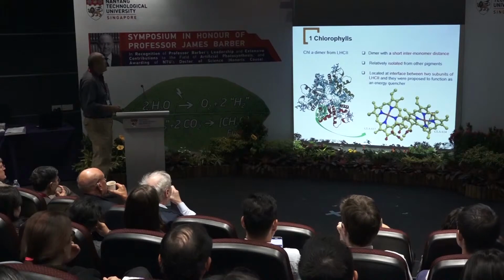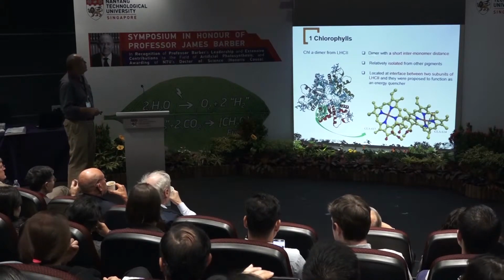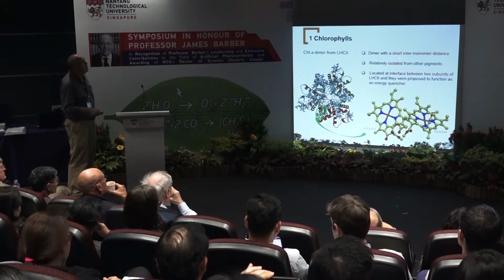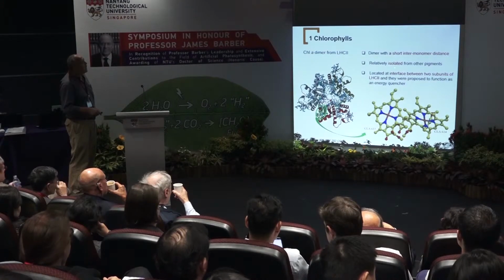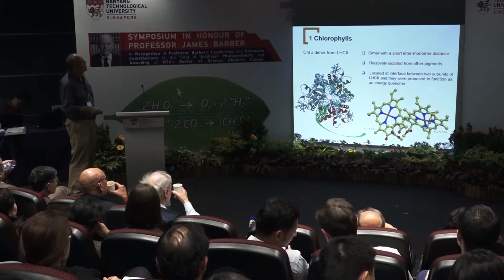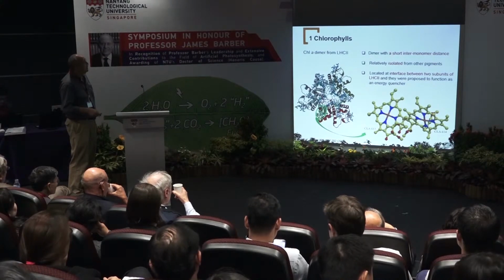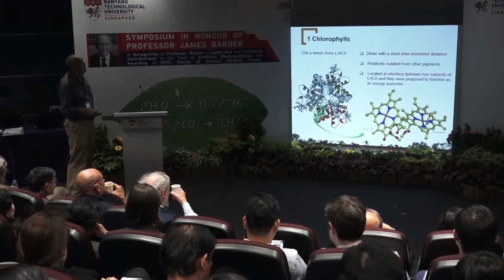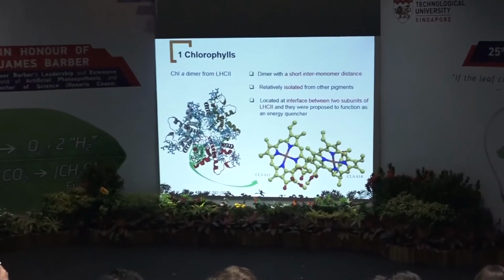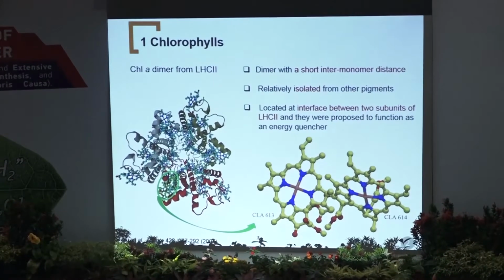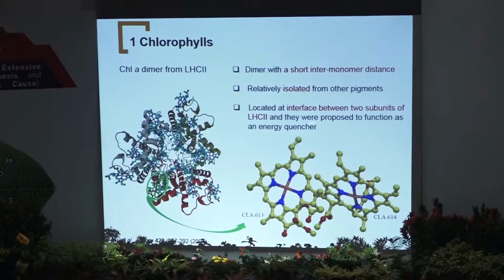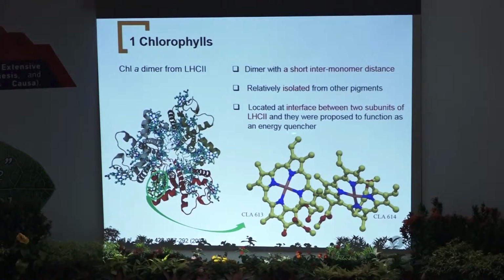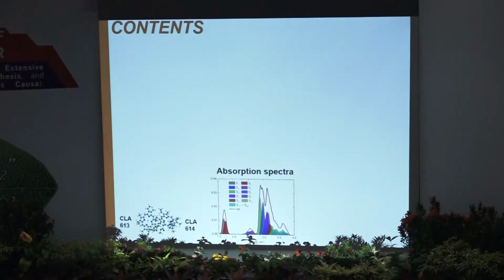Why do we choose this dimer? Number one, it is a dimer with a very short inter-monomer distance, and it's relatively isolated from other pigments in the complex. Also, because it sits on the boundary, it's sort of an interface between two subunits of LHC2. LHC2 is a trimer, and here I'm only displaying this one monomer. That's why it is proposed to function as an energy quencher. That's why this dimer is chosen, because it's quite interesting.